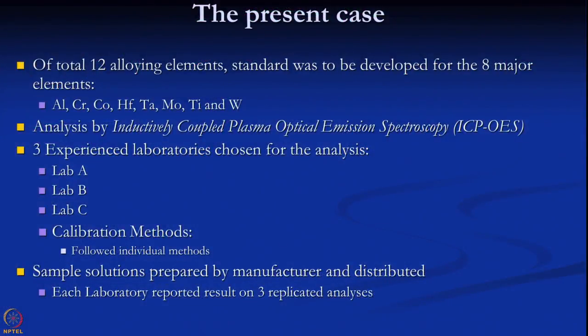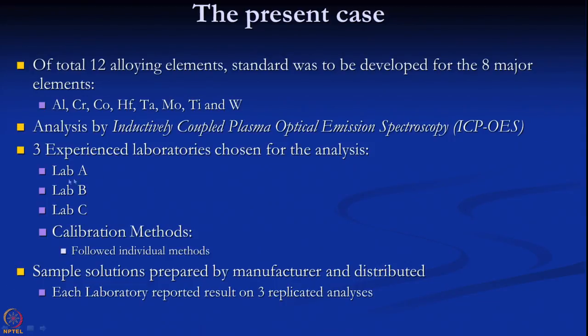So let us look at the present case. There is an alloy having 12 alloying elements, and we have to develop the standard for 8 major elements: aluminum, chromium, cobalt, hafnium, tantalum, molybdenum, titanium and tungsten. It was decided that everyone should do the analysis through a process called inductively coupled plasma optical emission spectroscopy, ICP-OES. Three experienced laboratories were chosen for this analysis, because you have to analyze 8 elements in a 12 alloying element alloy, so it needs considerable experience.